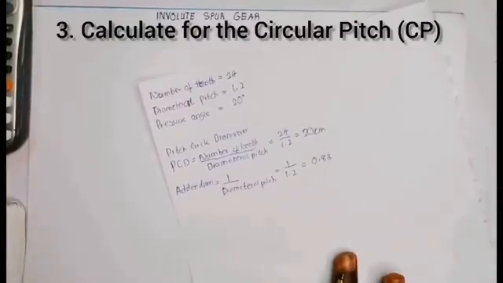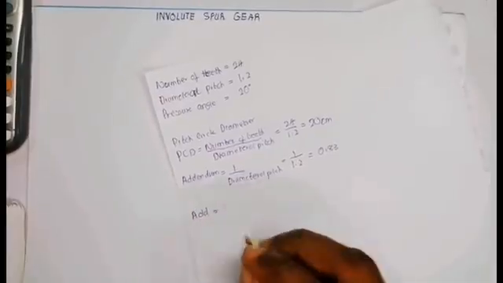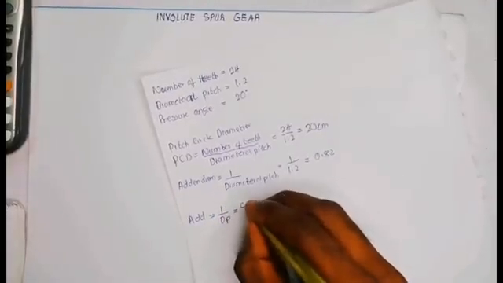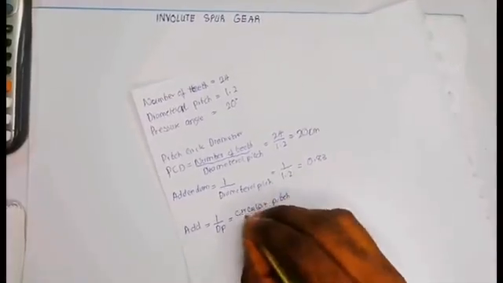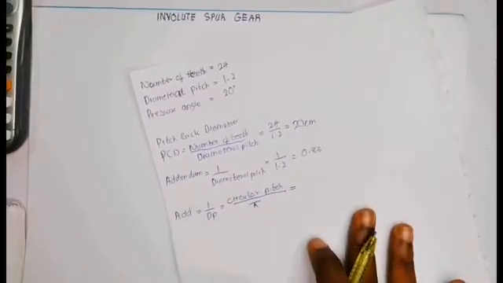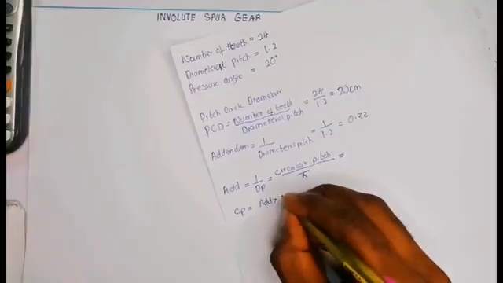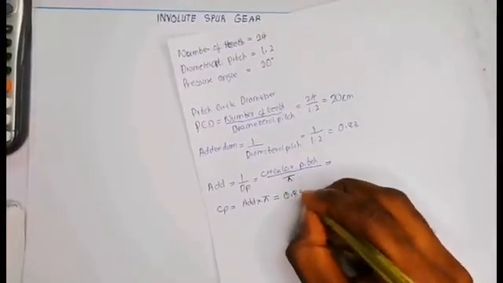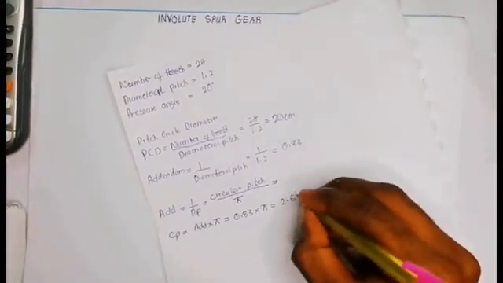Next we calculate for our CP. Also the addendum, let's abbreviate addendum as ADD. Addendum is 1 over dp, also equal to CP, which is our circular pitch, all over pi. So let's make CP the subject of formula to find CP. CP is equal to addendum times pi. Now addendum, we calculated earlier, which is 0.83 times pi. The answer for this is 2.61.